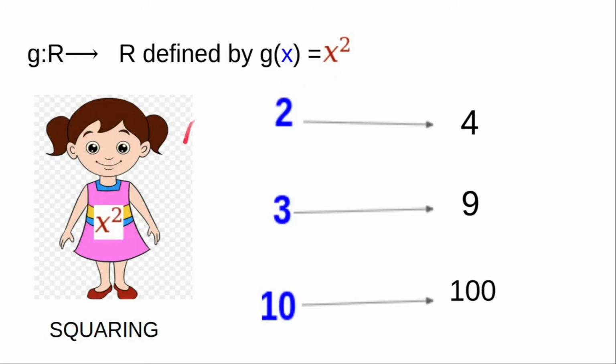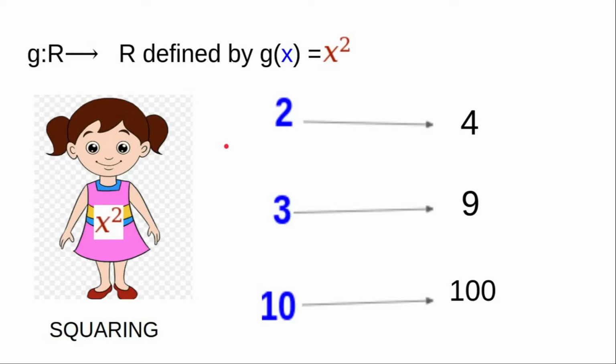The work done by g is squaring a number. If you give a number to g, it makes it a square. First, I am giving the number 2 to the function: 2 goes to 4, 3 goes to 9, 10 goes to 100, x goes to x square. Yes, this is the second function.